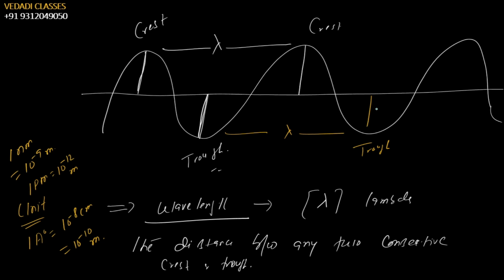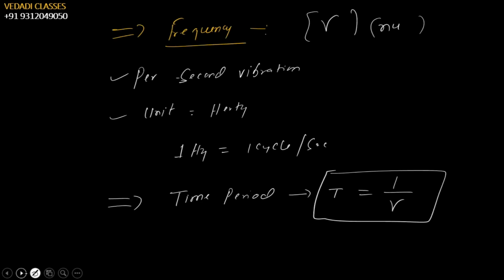This is the wave, and the wave has the crest and trough. The wavelength is the distance between any two consecutive crests or troughs, and its unit is angstrom, nanometer, picometer, just like this. Again, the frequency, per second vibration, is indicated by nu. The unit is cycle per second, or simply per second.